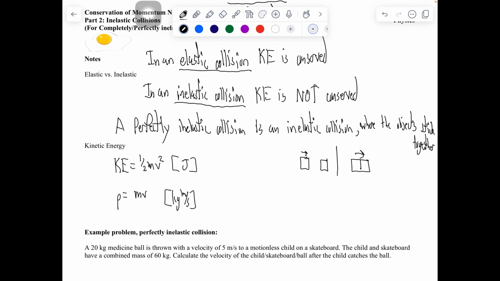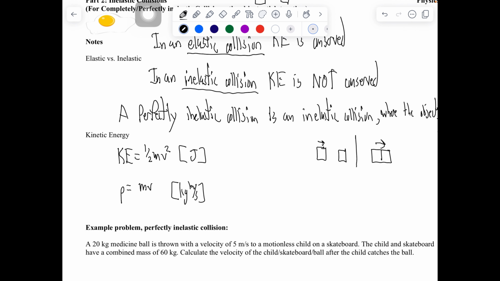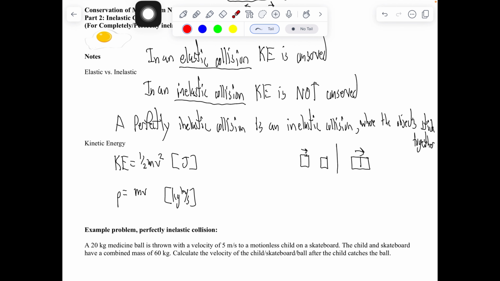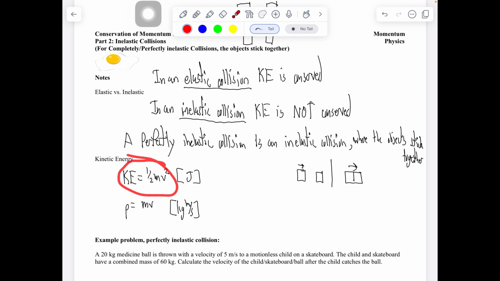What we need to be careful with is just making sure we remember the differences, right? When we're solving for kinetic energy, or when we're trying to verify if something is elastic or inelastic, the only difference is kinetic energy being conserved or not. Just make sure you're using the proper equation for kinetic energy to determine if it is elastic or inelastic.